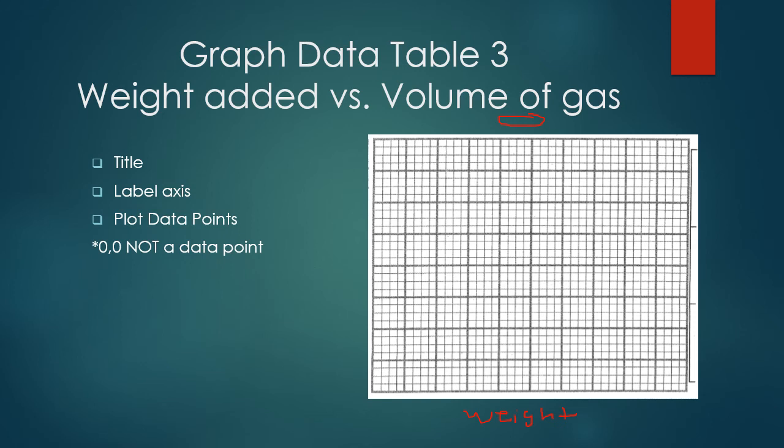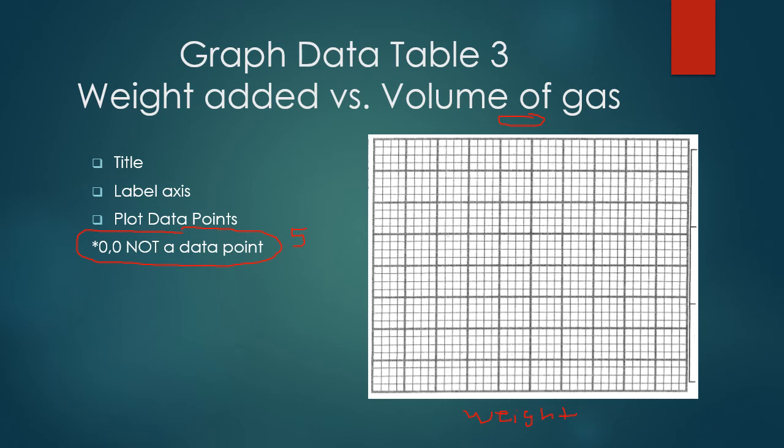Plot your data points. Now this time, 0, 0 is not a data point, because if you remember from data table 3, when we had 0 weight added, it did not equal 0 volume of gas. There was actually 29 milliliters of gas. So 0, 0 is not a data point in this case. You want to go ahead and plot your other data points though. And this time, there's going to be 5 data points because 5 different weights were added.